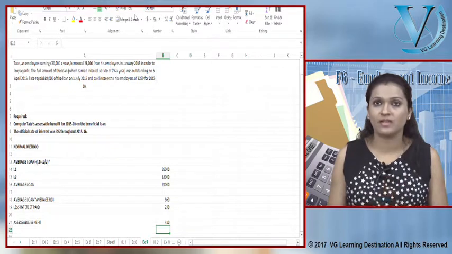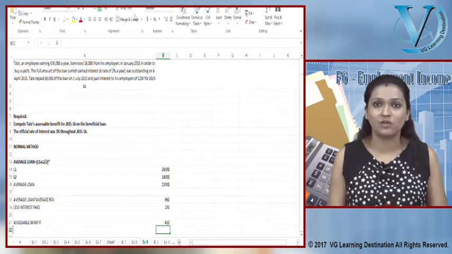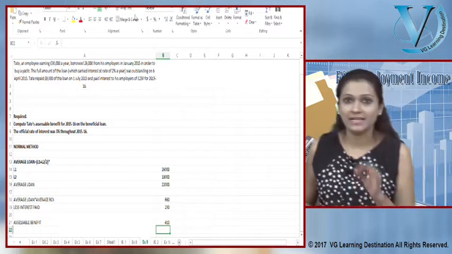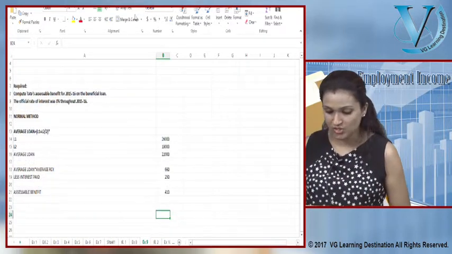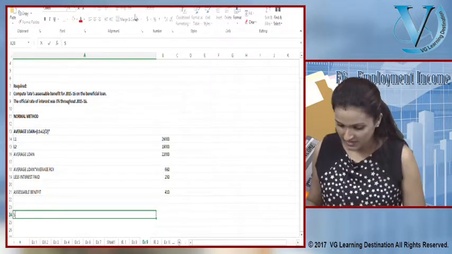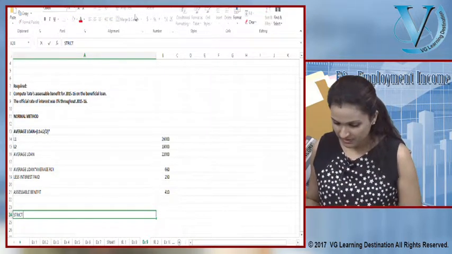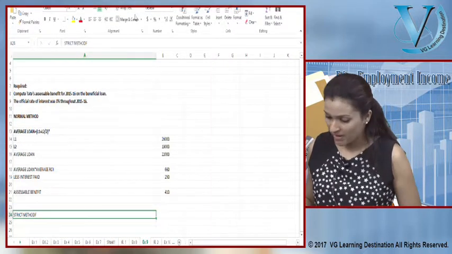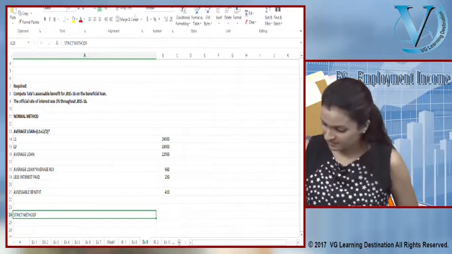Now that we calculated this under the normal method, let's calculate the same under the strict method as well. Under the strict method, what happens? We are actually calculating it on a day-to-day basis. So let's calculate the strict method. How many months did you actually enjoy the benefit for?